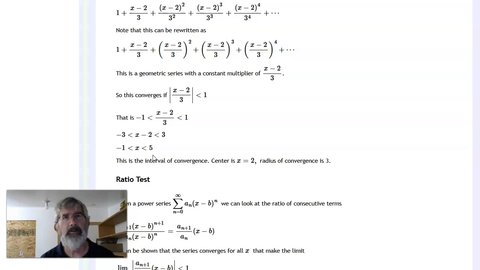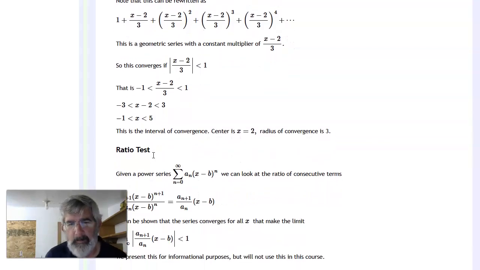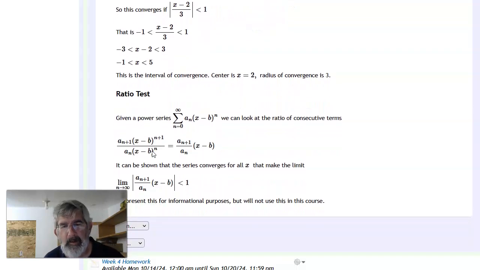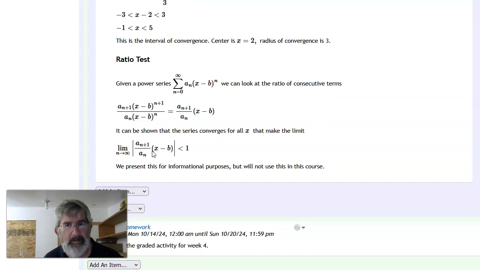Really, the only ones we're going to ask you about can somehow be shown to be geometric series, and then you can figure out what that multiplier is and make sure that that multiplier is in absolute value less than 1, and that'll tell you which x's will converge.